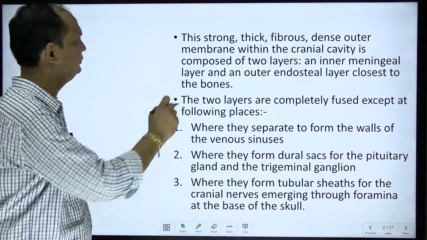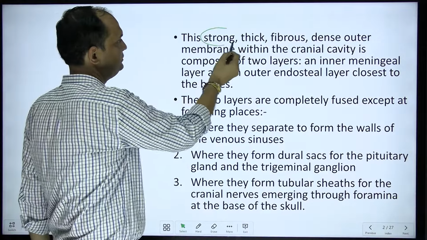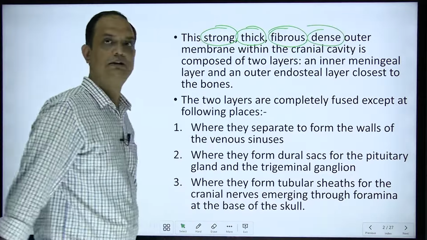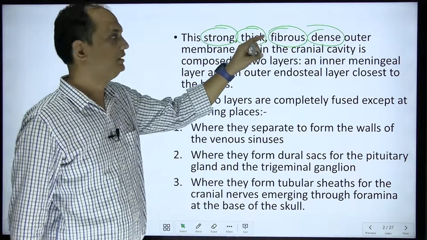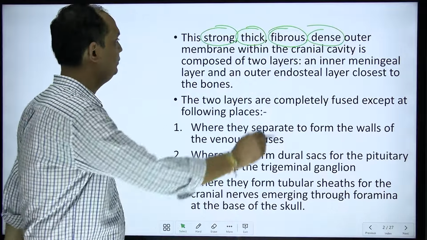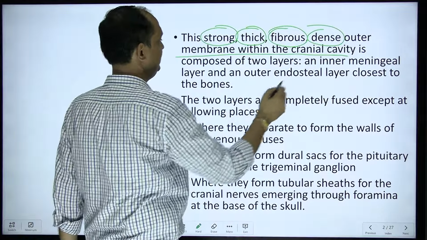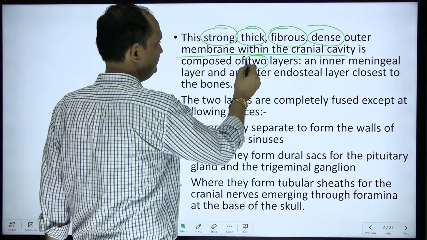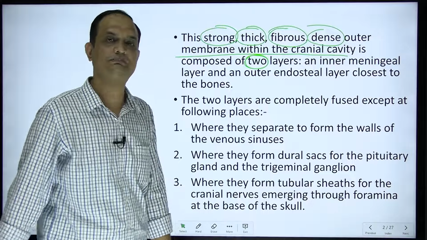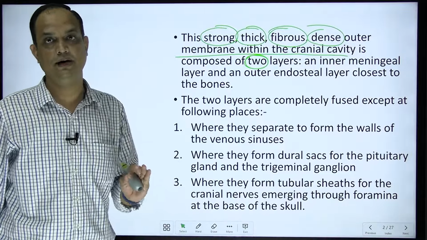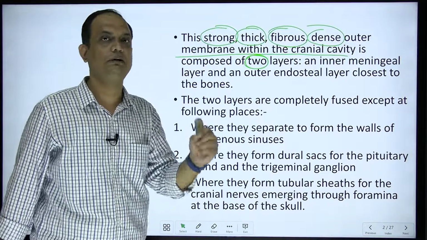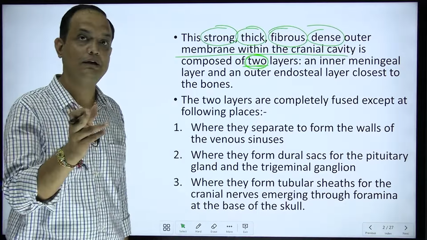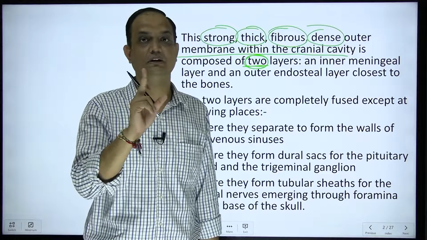cavity. So this duramater is a strong, thick, fibrous, dense outer membrane within the cranial cavity and composed of two layers. Now see, this is the first difference between the duramater of the spinal cord and the duramater of the brain: when we talk about the duramater outside the brain, it is made up of two layers, while when we talk about the duramater outside the spinal cord, it has only a single layer.